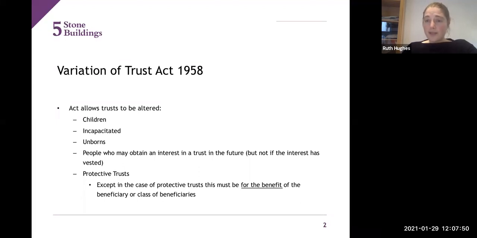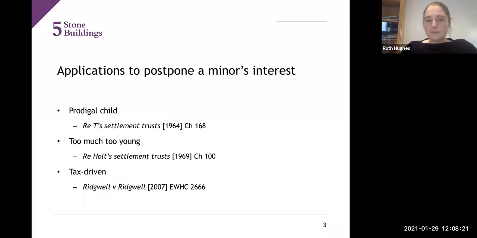You may want to avoid vesting, and Tom is going to talk about avoiding vesting in a minor in a minute. You may want to get other tax benefits, and for example, the variation I was talking about earlier that I did in front of Master Marsh, that was to allow more flexibility within the trustees' discretions to allow them to appoint capital to offshore beneficiaries to obtain a capital gains tax advantage overall. You may want to change intestacy trusts. And now Tom is going to talk about particularly applications to postpone a minor's interest.